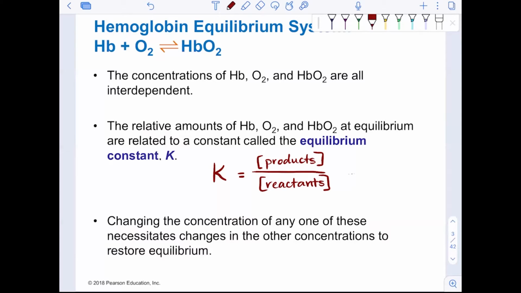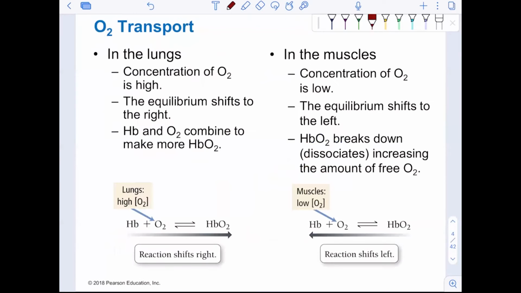At the very end of this chapter, we will talk about Le Chatelier's principle, which tells us how equilibrium can be affected by different concentrations. But let's just take a look. In the lungs, the concentration of oxygen gas is very, very high. Take a moment, breathe in, take a deep, deep breath. When we breathe in, we increase that amount of oxygen, and by doing so, it shifts the reaction to the right to produce more product, binding oxygen with hemoglobin.